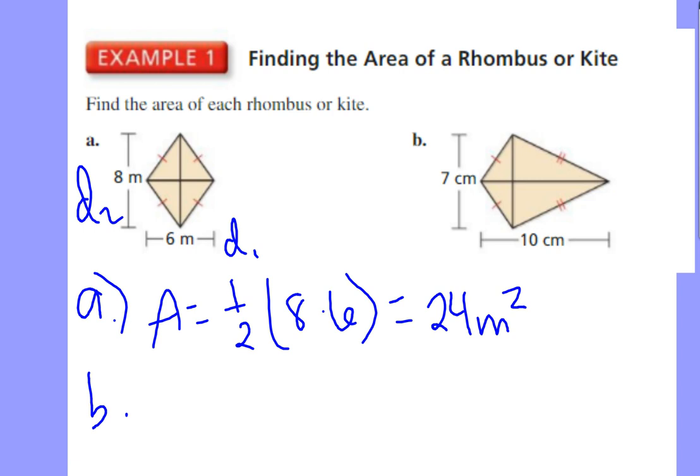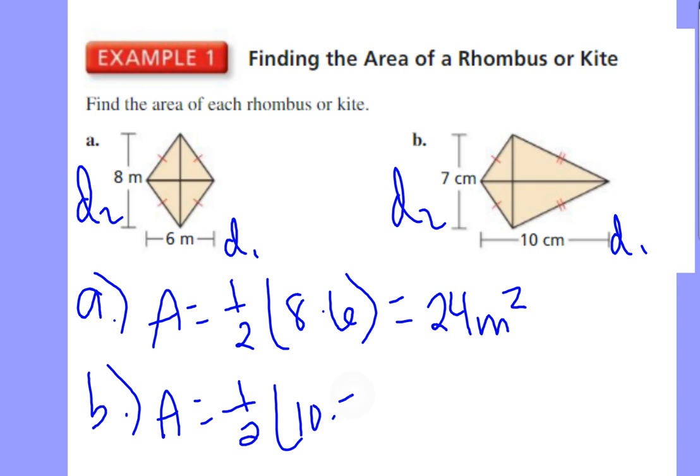For part B, we see here, once again, we'll call that diagonal 1, we'll call that diagonal 2, and we end up saying that the area is 1/2 of 10 times 7, which would end up being 70 divided by 2 for 35 centimeters squared.